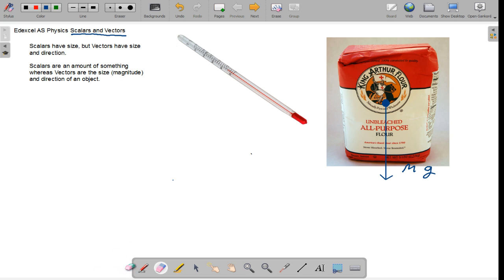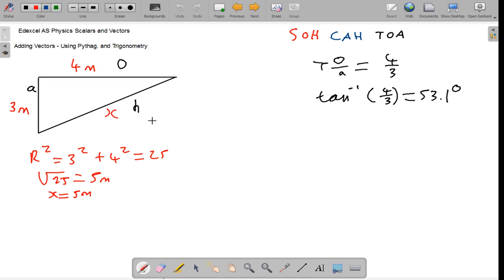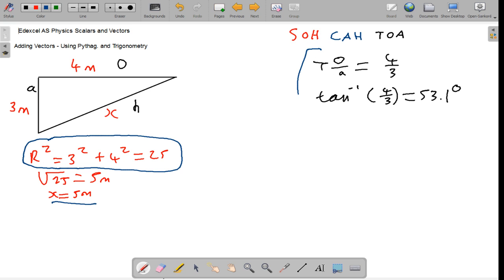And you can add vectors using Pythagoras and trigonometry. So we'll have a look at this example. We need to find the hypotenuse for this particular one. So it's as simple as writing an equation: r squared equals the sum of the two squares, and then square rooting it to make 5 meters. Then, doing a bit of trigonometry, you need to use the tan inverse to find the angle theta, and that angle would be 33.1.